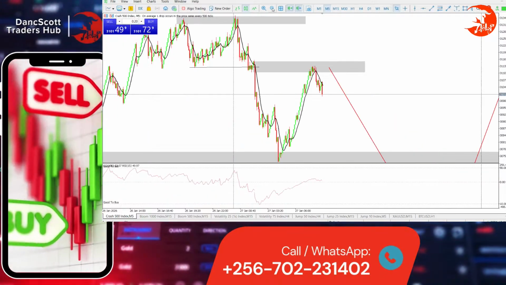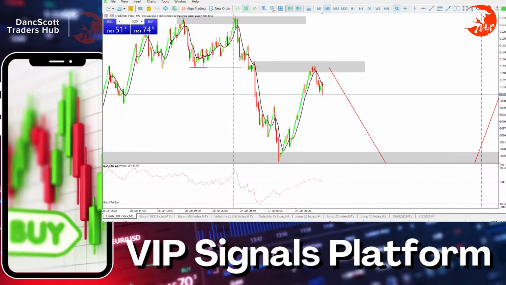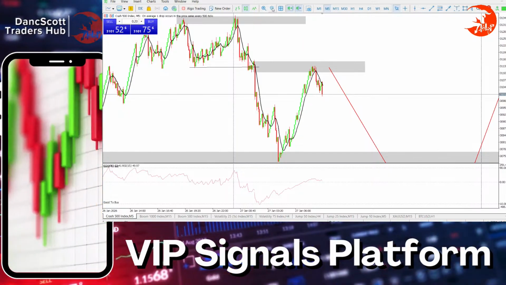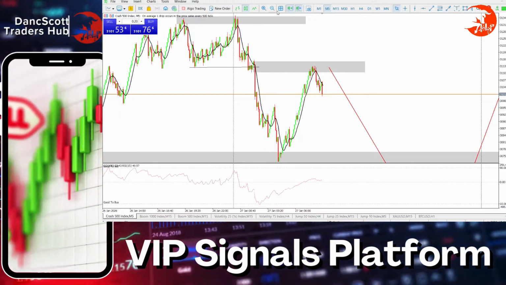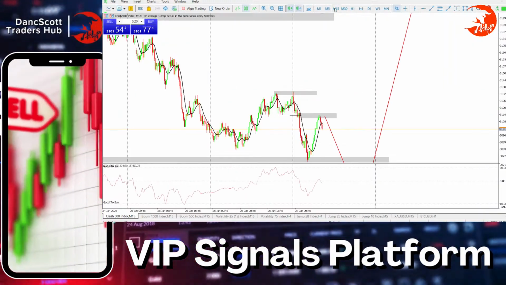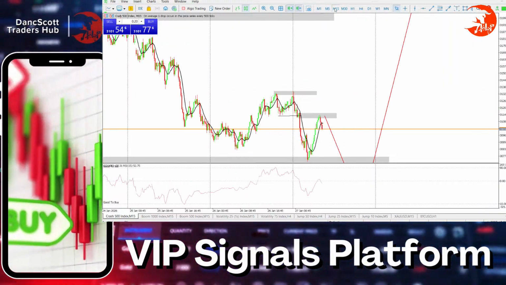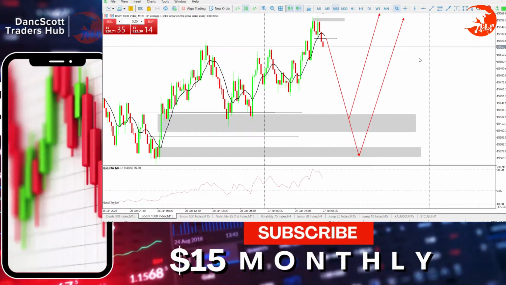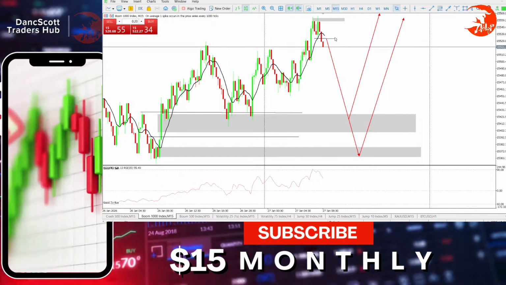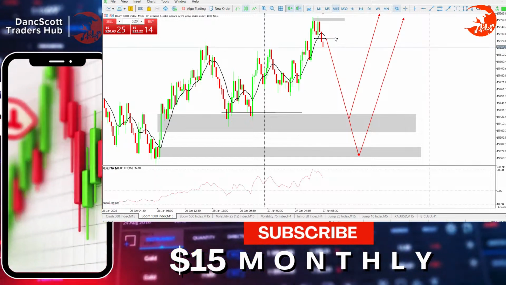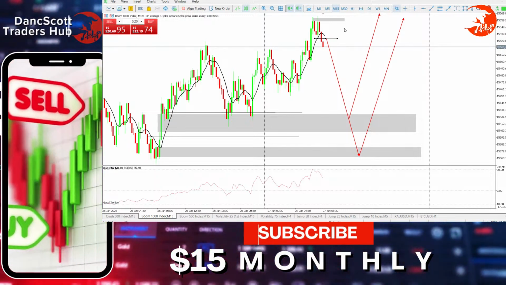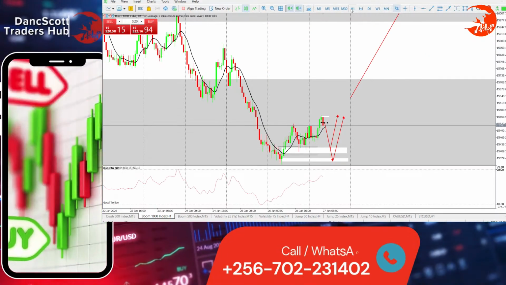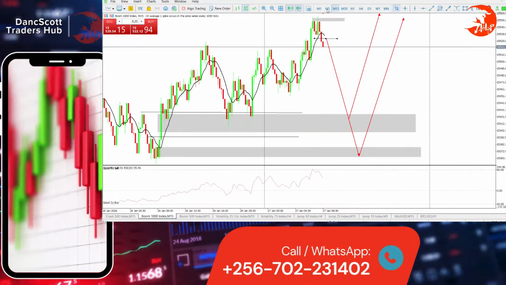I'm just holding on. If I enter now, the stop loss will be big, so that's why I said I will wait for my entry of the sells here. Boom 1000. Okay, price has broken that level, so we have an entry for sells.